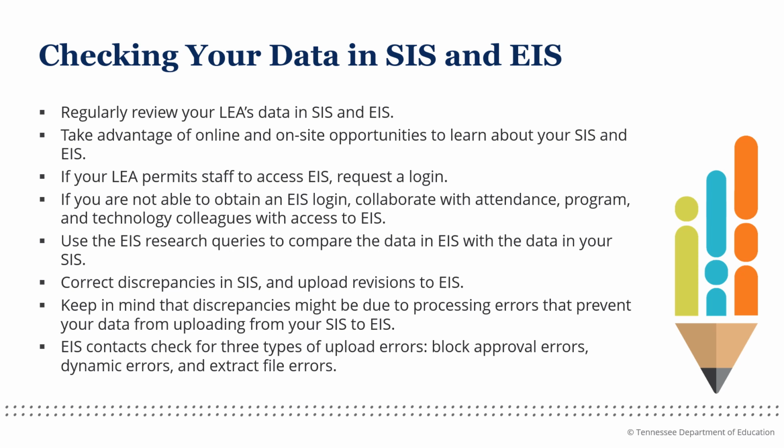Use the EIS research queries to compare the data in EIS with the data in your student information system. When you find discrepancies, correct them. It could be that those discrepancies occur because the data are not correct in SIS. In that case, make your revisions in SIS and restate your data in EIS. In other situations, it could be that the data is correct in your student information system, but it has not uploaded properly to EIS. So check for errors and resolve them. If necessary, contact your SIS vendor or the department's district technology support team for assistance.